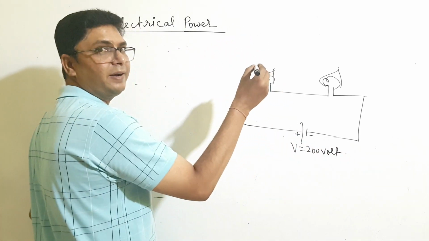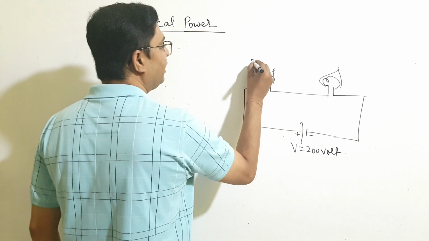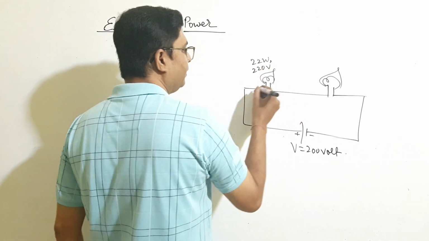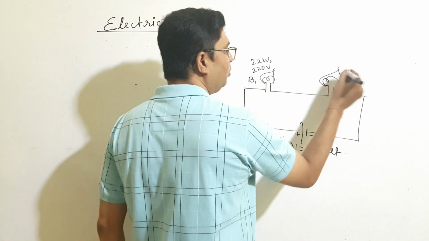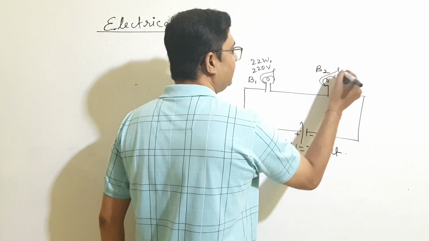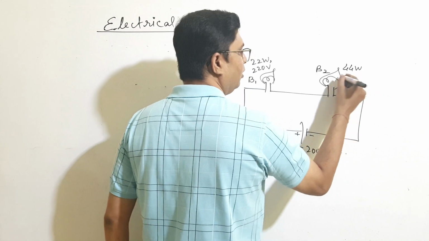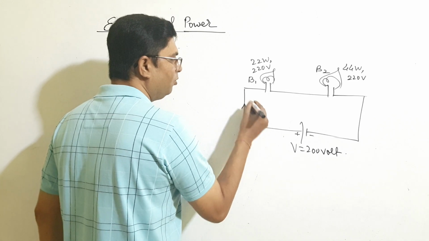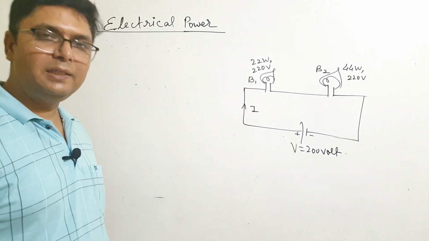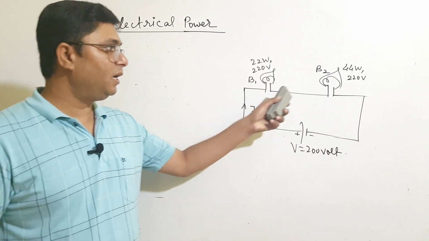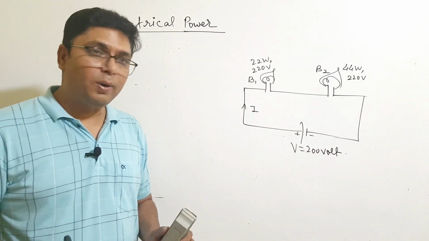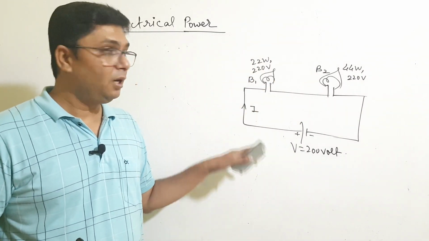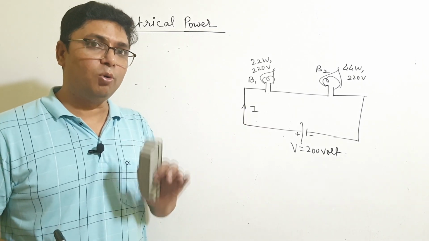Here bulb 1 is rated 22 watt, 220 volt. This is bulb 1. And bulb 2 is rated 44 watt, 220 volt. Current I will flow through both the bulbs because they are in series. Then the question is, which bulb will glow more? If two bulbs of different wattage are connected across the same potential in series, then which bulb will glow more?